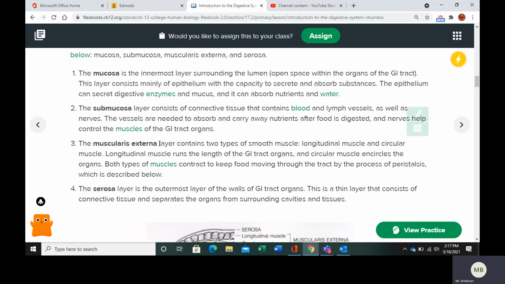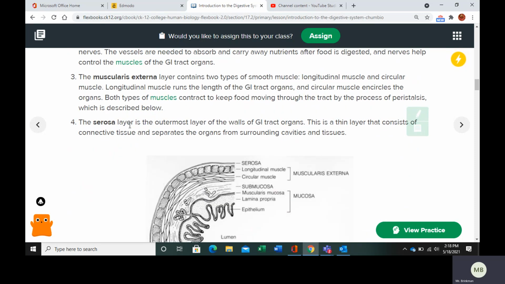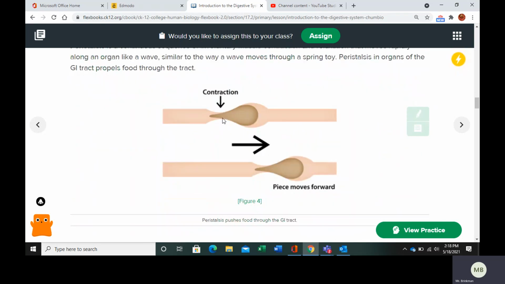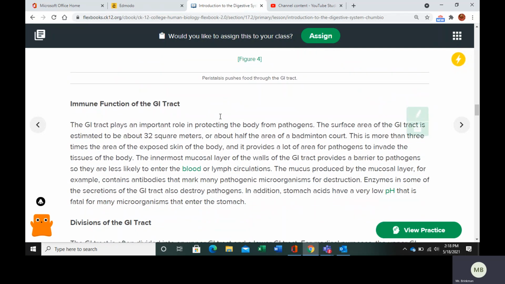The muscularis externa contains 2 types of muscle: longitudinal muscle and circular muscle, and it pushes food through the GI tract in a process called peristalsis, which is basically muscles in your GI tract pushing food through. Serosa is the outermost layer of the walls of the GI tract organs. So we already went through peristalsis.